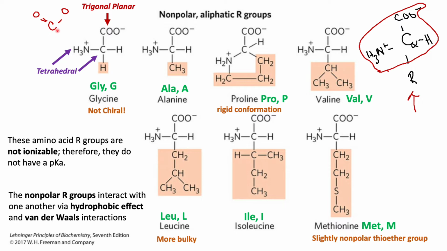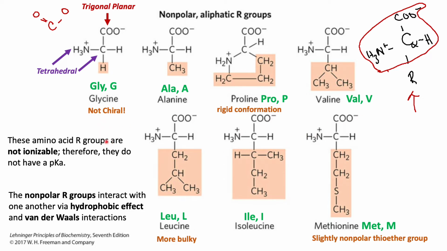So since we have that double bond character, that carbon does not have 4 different bonds. It has a double bond. So it is trigonal planar. It is not tetrahedral. And this geometry is going to be the same for all amino acids because this part of the structure is the same for all of them.